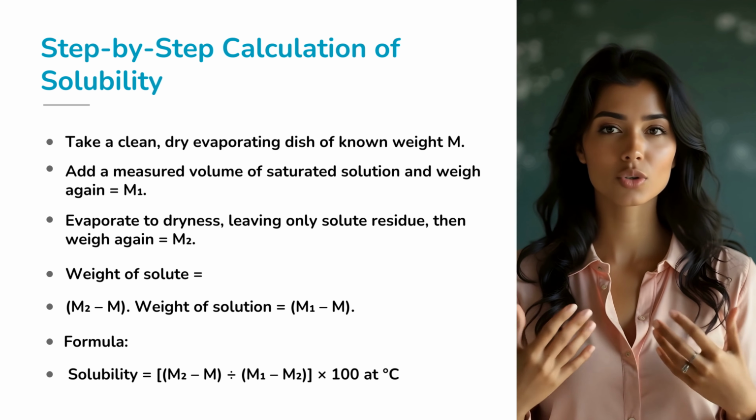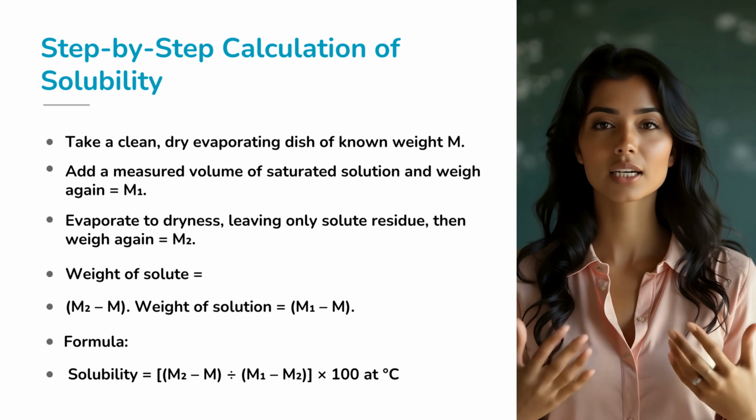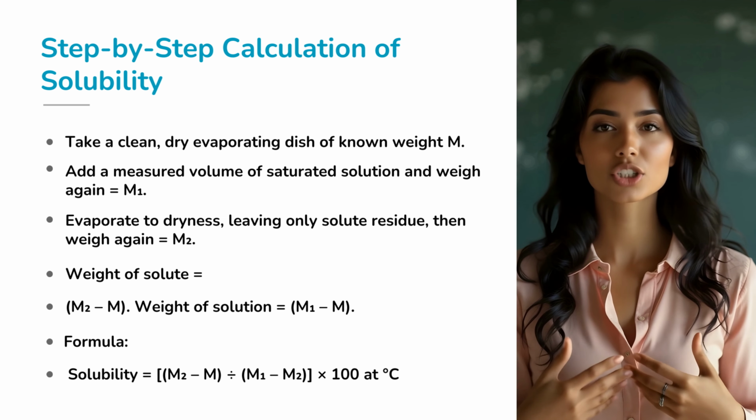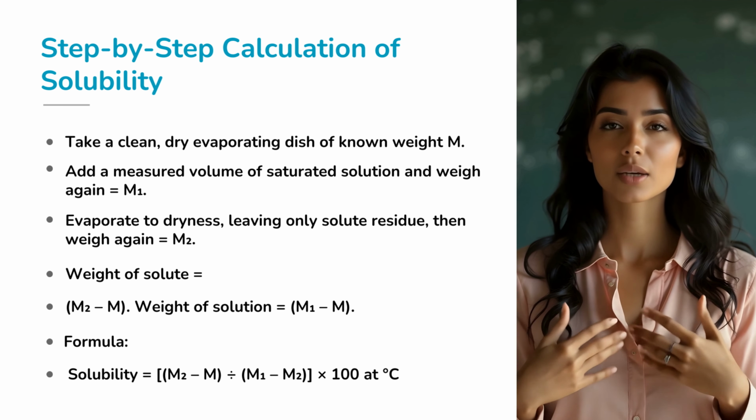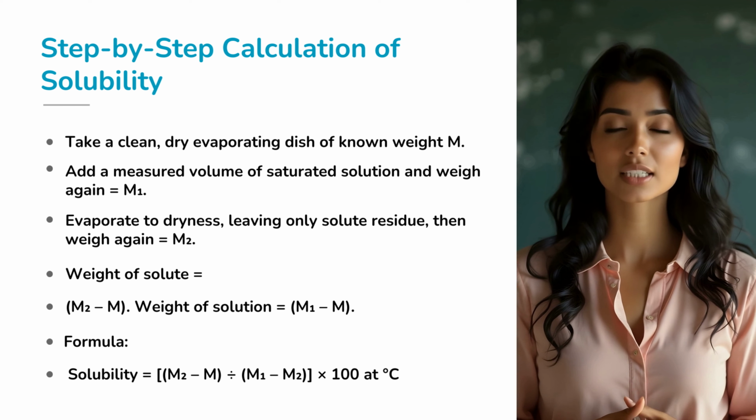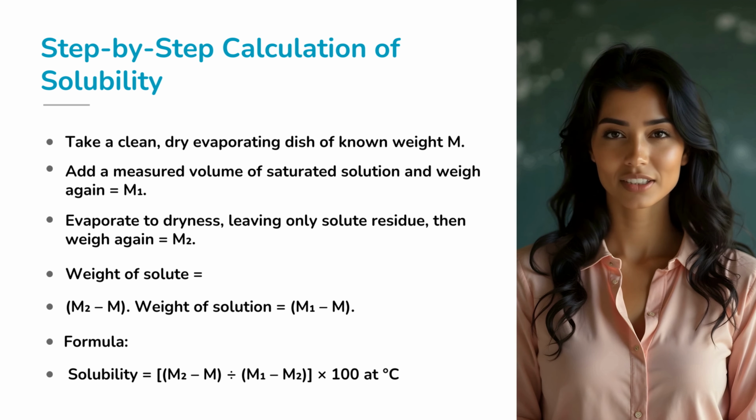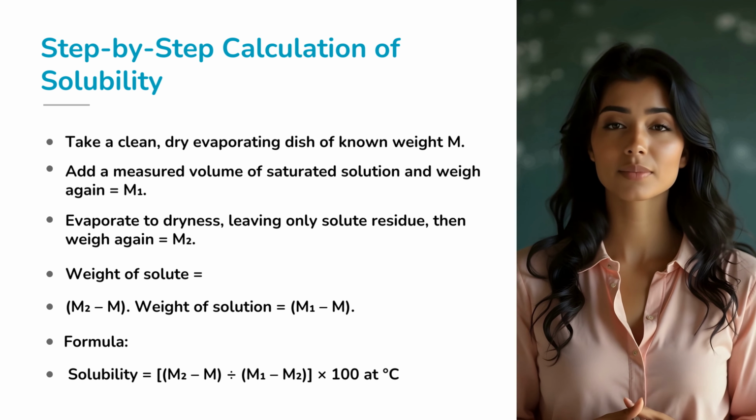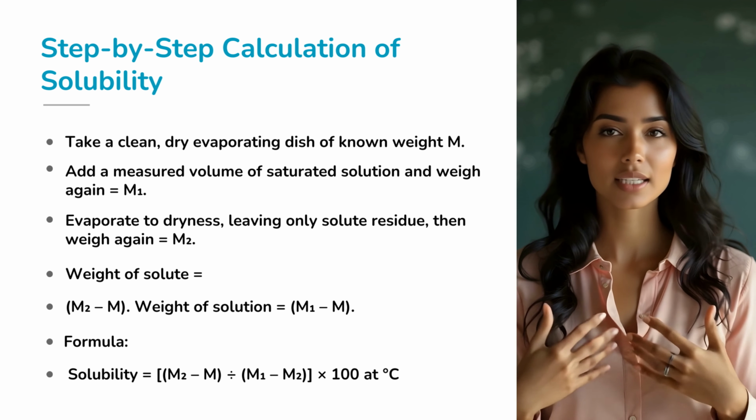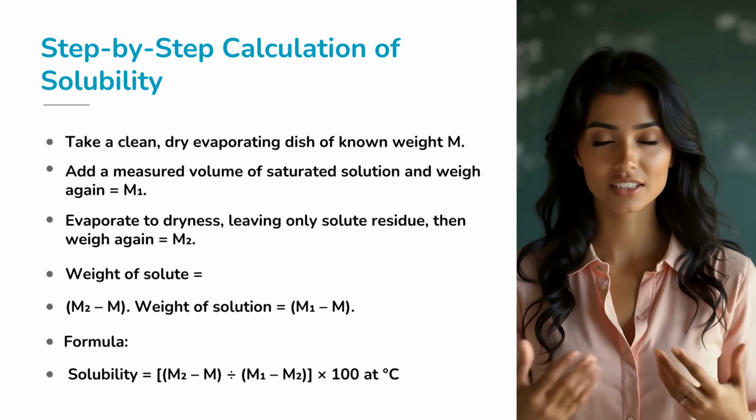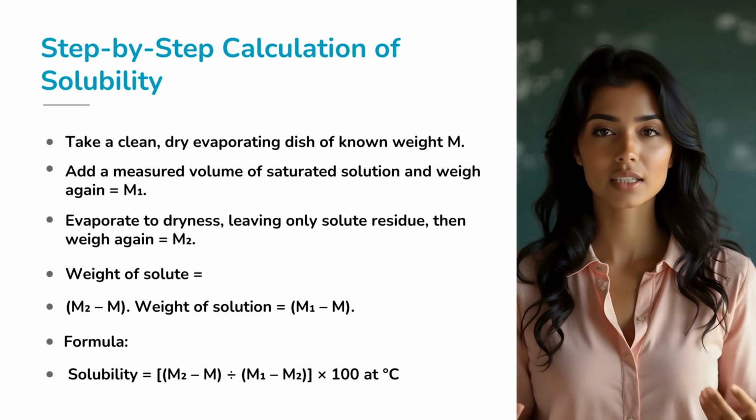The procedure goes like this. First, we take a clean, dry evaporating dish and note its weight. Let's call it capital M. Then we add a known amount of the saturated solution and weigh again. This new weight is capital M1. We then heat the solution gently to evaporate the solvent, leaving behind only the solute residue. Now we weigh the dish again.